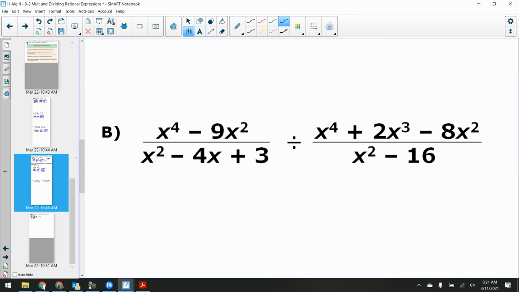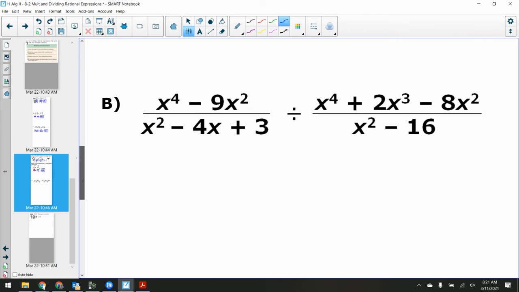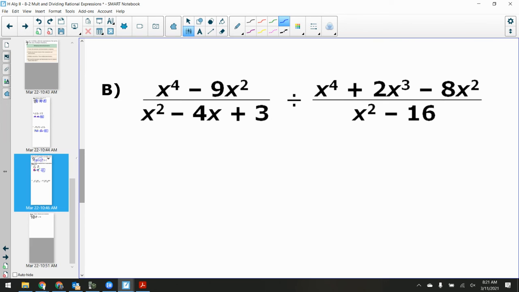Okay, let's take a look here. x to the 4th minus 9x squared over x squared minus 4x plus 3, divided by x to the 4th plus 2x to the 3rd minus 8x squared over x squared minus 16. See, you can see where I could get pretty evil with this stuff. Like I could make some really messy factoring stuff going on, right?